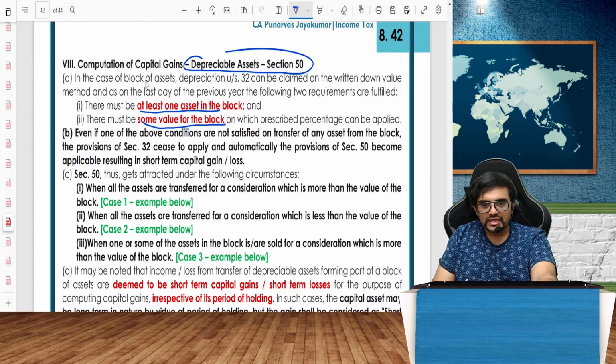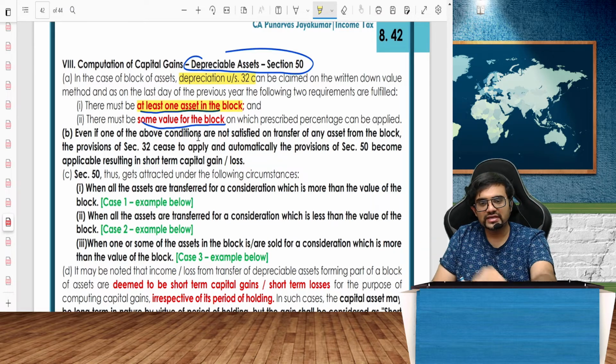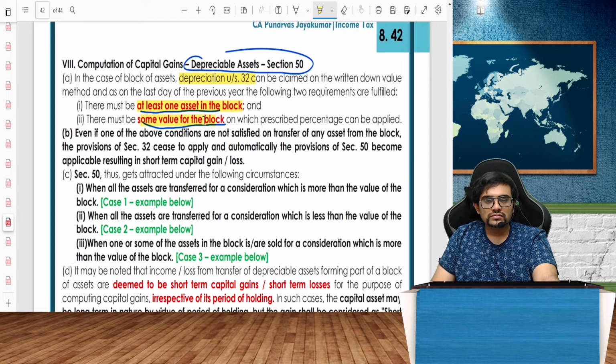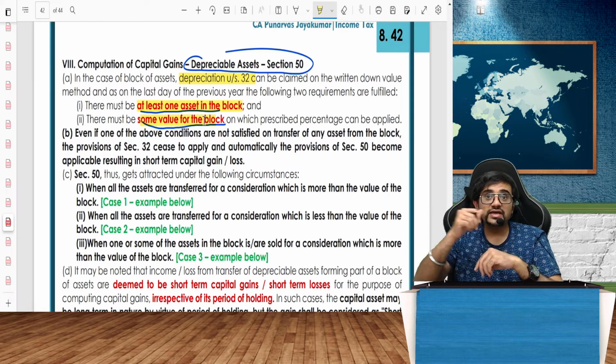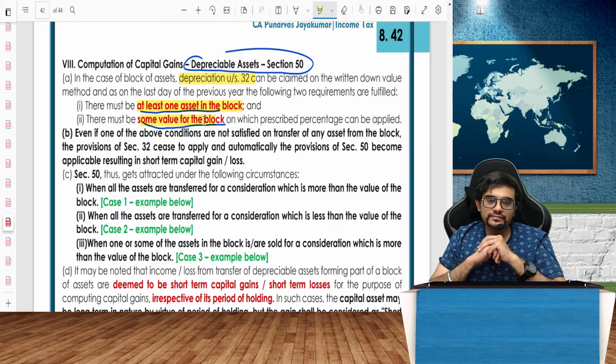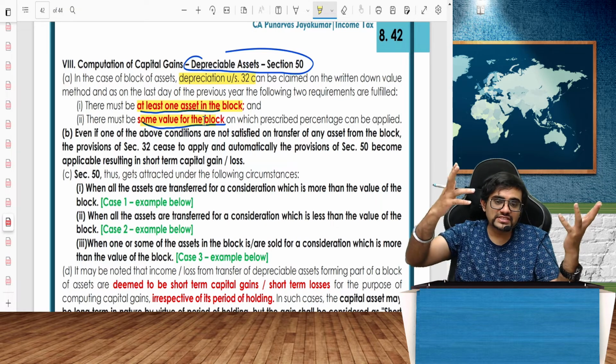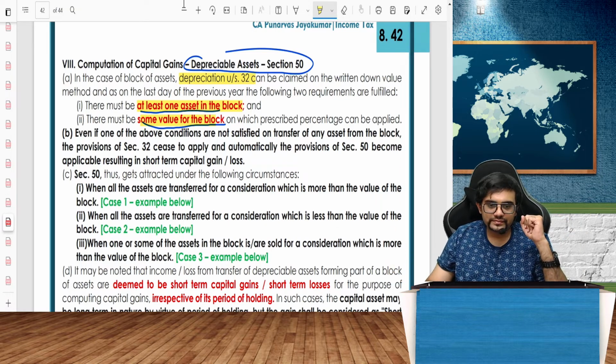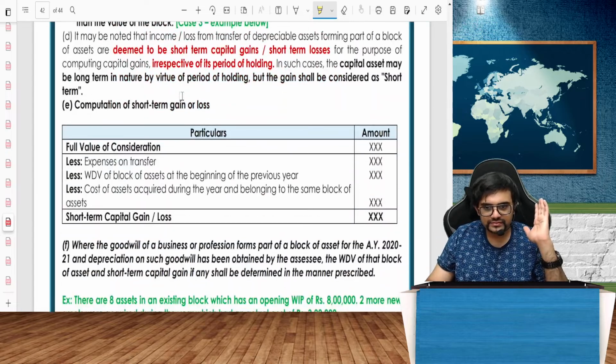See here, in case of block of assets, depreciation at 32 can be claimed on the written down value if two conditions are met. So depreciation at 32 will come if at least one asset must be there. If one asset is there, block is still there. And there must be some value. There is some value, but no assets are there: capital gain. There are 5 assets, but no value: capital gain. Examples. See?